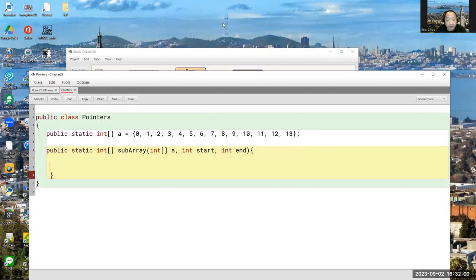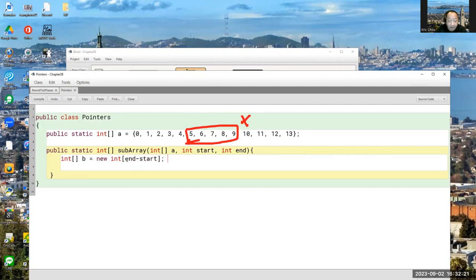So you're going to get this one. Number one, you need to know how long it is. So let's assume you are going to do 5 to 10, but not including 10. So the number of elements, you will need to create a new array. Let's call it B. It will be a new integer array. How long? It will be the end minus start.